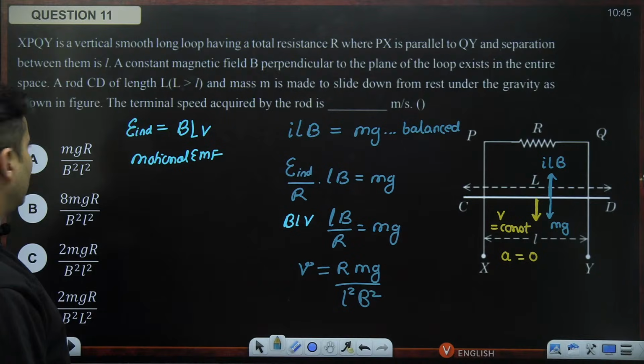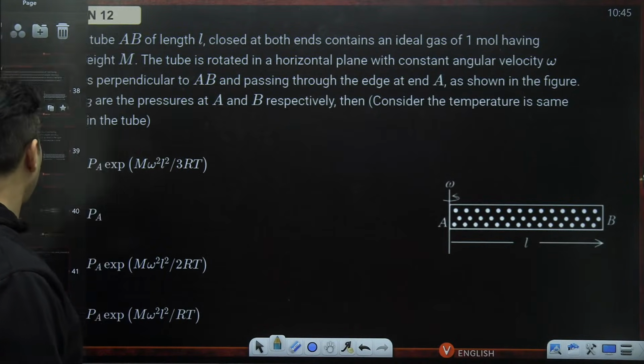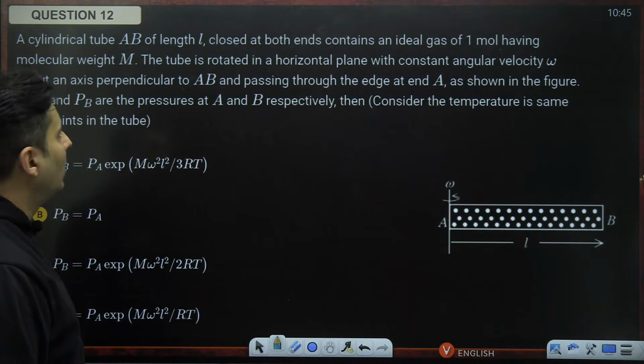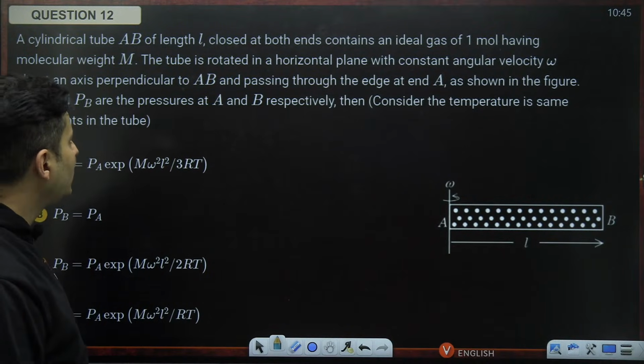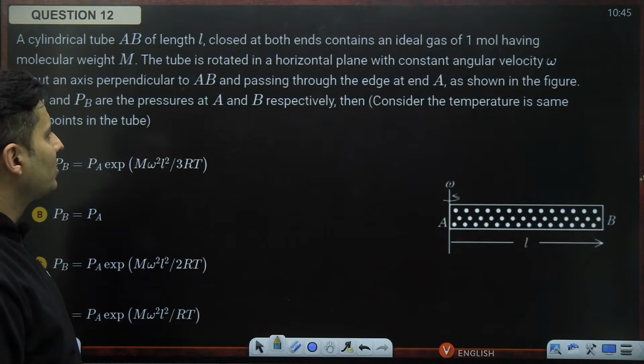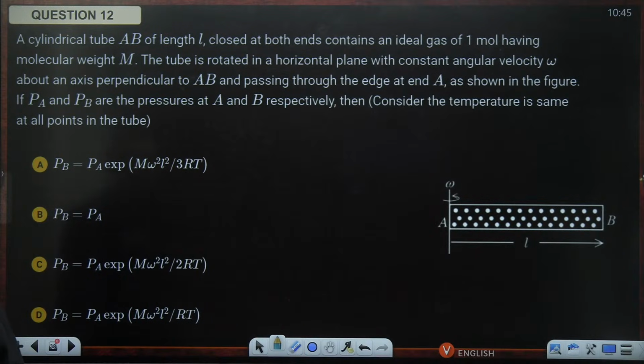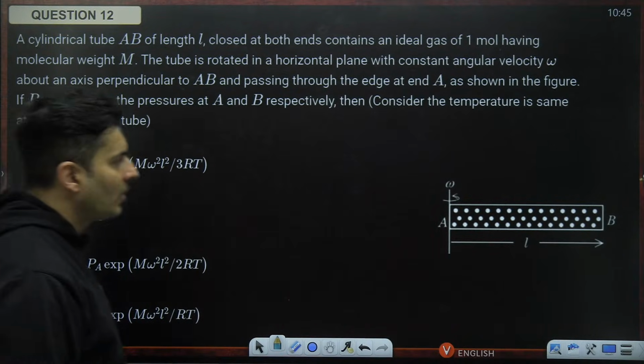Now, the next question, guys, let's go ahead. What is this? A cylindrical tube of certain length is closed at both ends and contains an ideal gas of 1 mole. The tube is horizontal, and the angular velocity is omega. If PA and PB are the pressures, consider the pressure relationship between them.